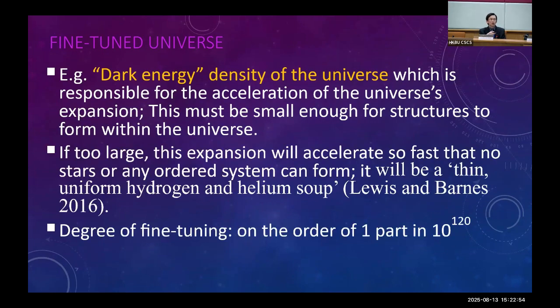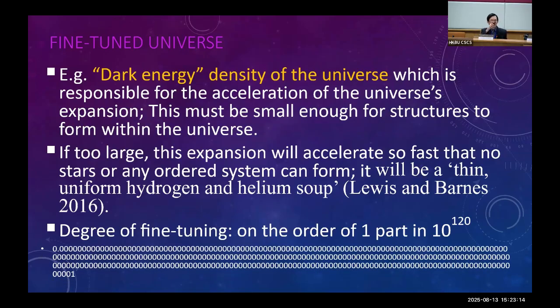And if it's too large, the expansion will extend so fast that no stars or any ordered system can form. If it's just slightly stronger, our universe will just be a thin, uniform hydrogen-helium soup. That's it. There won't be any ordered structures at all. And the degree of fine-tuning is on the order of 1 part in 10 to the power 120. So many zeros. You can count for yourself.